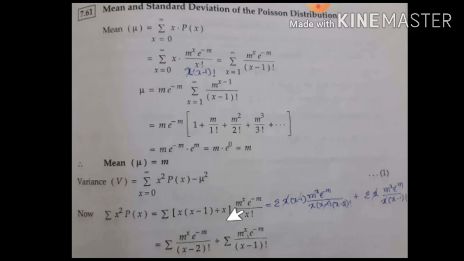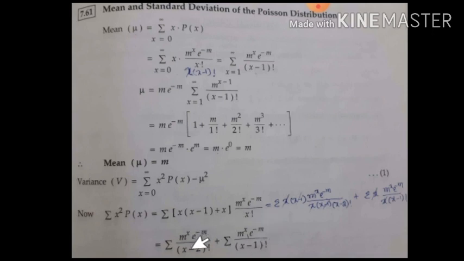Now here you do the observation. M to the power of x e to the power of minus m by x minus 1 factorial summation is nothing but the step what we got here in the mean also. So this step is nothing but what? It is equal to mean. What is the mean of the Poisson distribution? We got it as m. So in the next step we write this term as m.